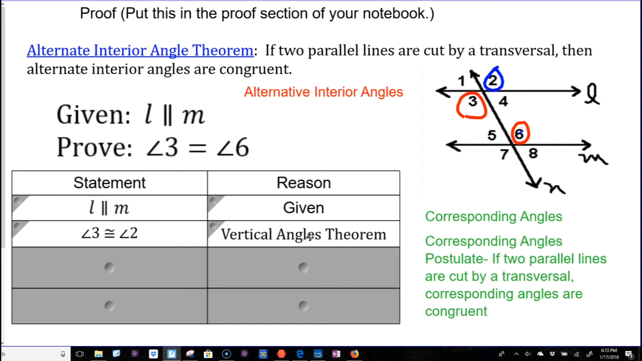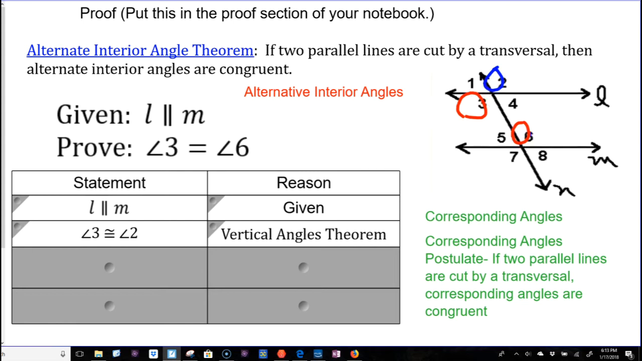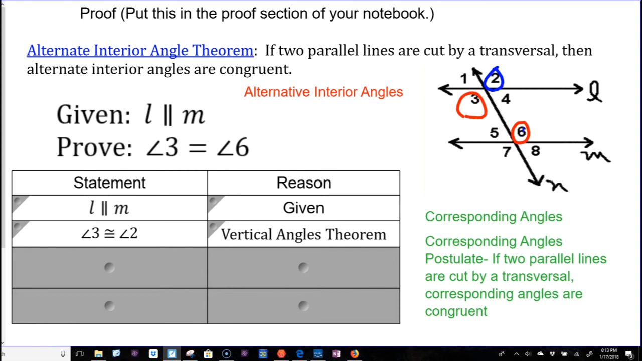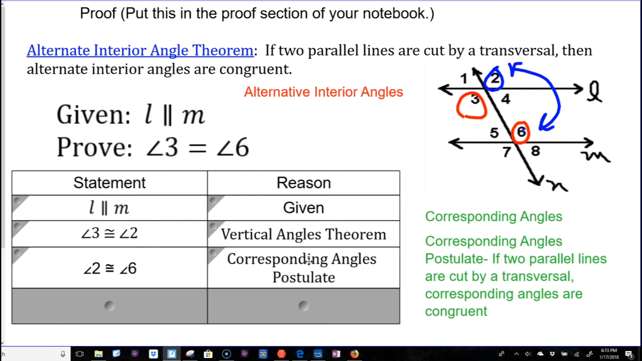I need to see if I can bridge the gap from 2 to 6. So I did mention a postulate when we were starting this proof, and that was the corresponding angles postulate. That tells me that if two parallel lines are cut by a transversal, corresponding angles are congruent. So if I'm looking at this, 2 and 6 are going to be those corresponding angles. So I can say that angle 2 is congruent to angle 6 because of that corresponding angles postulate. Postulates are accepted mathematical facts, so I am perfectly allowed to use that without any hesitation.